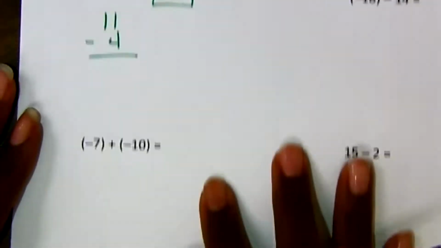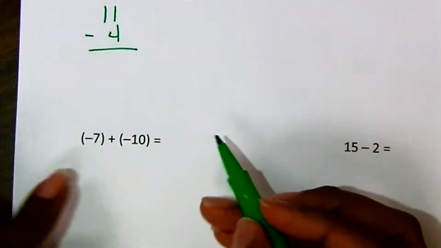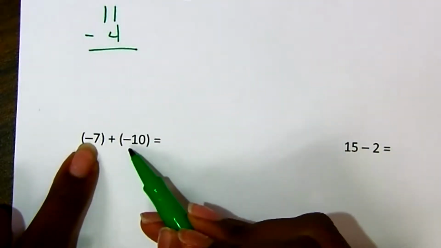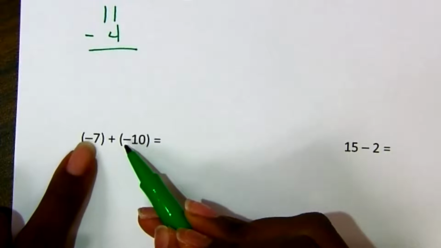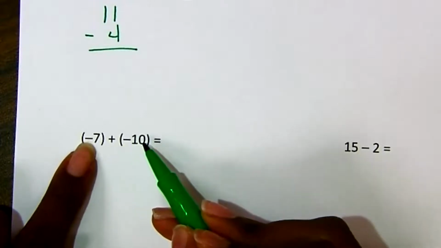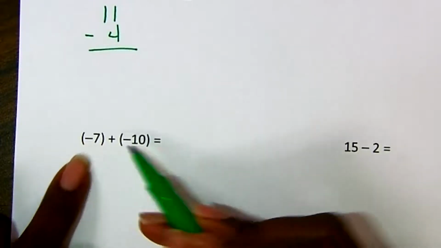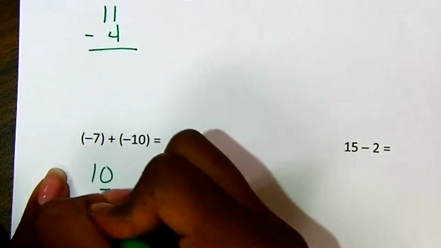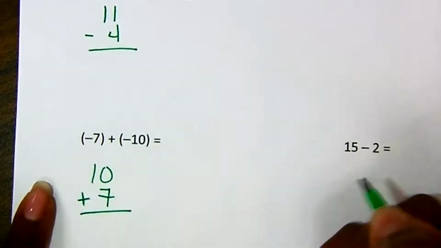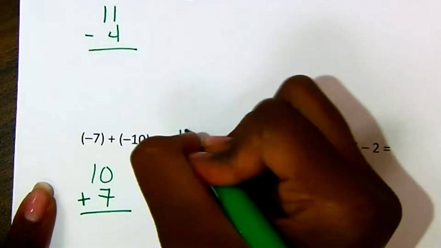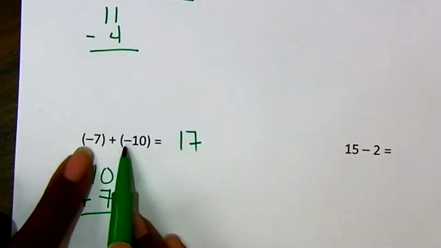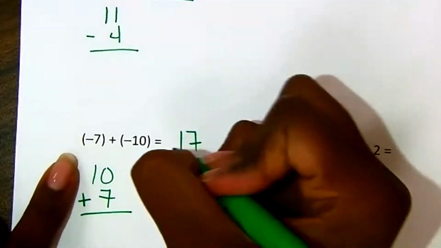Okay. Now notice our last addition problem. I have a negative number and I have a negative number. If they have the same sign, which they do, then I just put them together. So I'm going to line that up and we're going to add them together and I get 17. Because they had the same sign, I'm going to keep that sign.